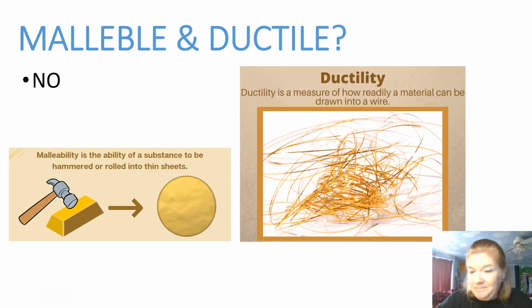Is it malleable? Is it ductile if it's an ionic compound? Nope, not at all. Remember, malleable, hammered into thin sheets, ductile, stretched into wires.